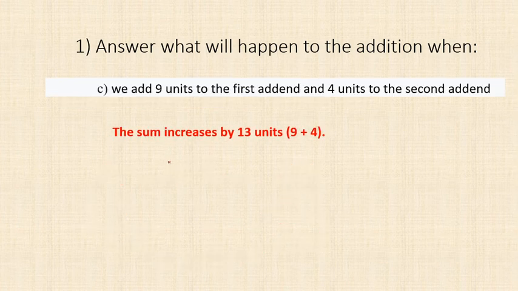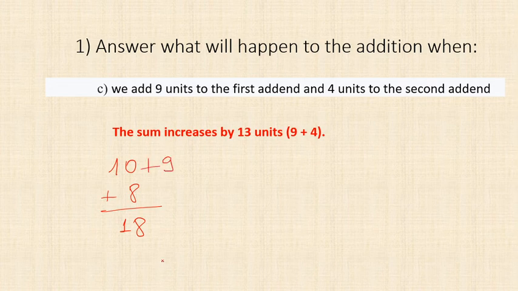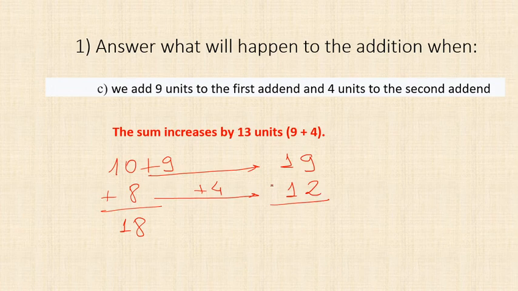What happens when we add 5 units to the first addend and 4 units to the second addend? We add 9 units to the sum. Let's see an example. 10 plus 8 is 18. It says to add 9 in the first addend and add 4 in the second addend. So the first addend will become 19 and the second addend will become 12.